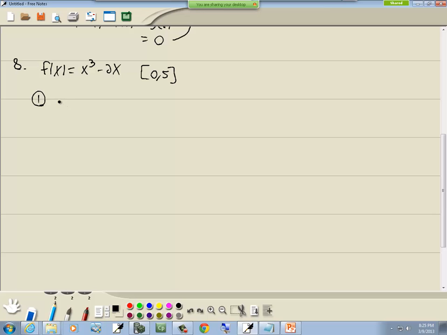Remember, our first step was find our derivative. So f prime of x, take your power, put it out in front, lower it by 1, and negative 2x becomes a negative 2.